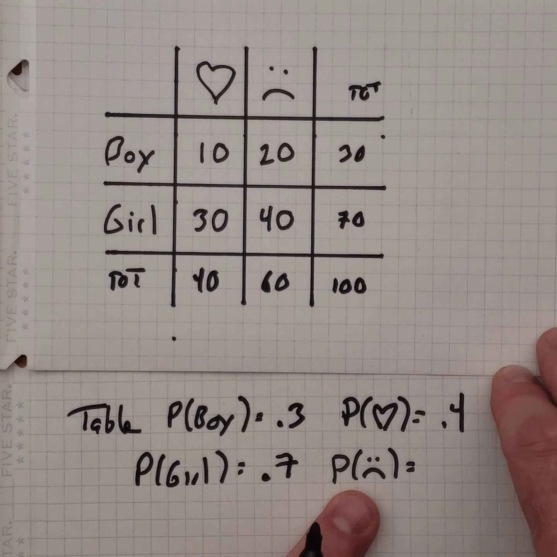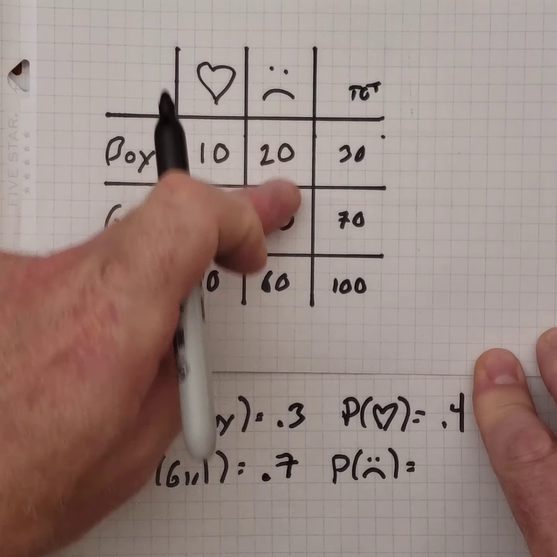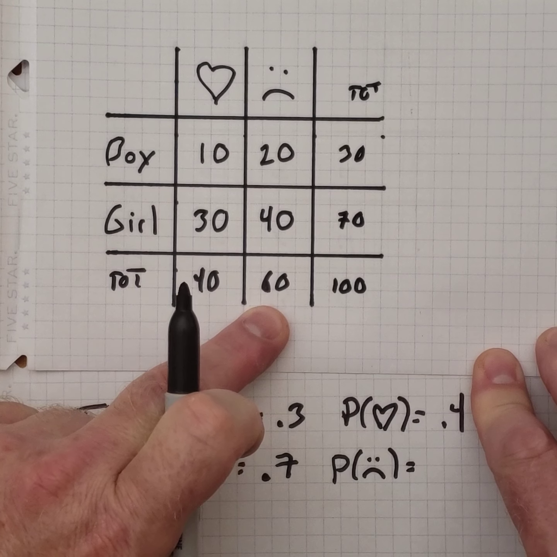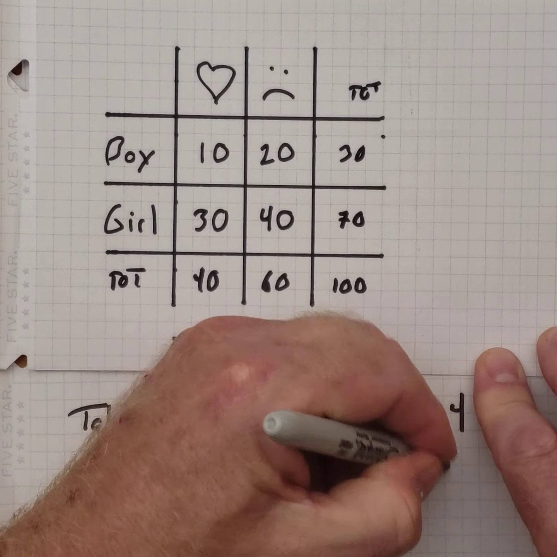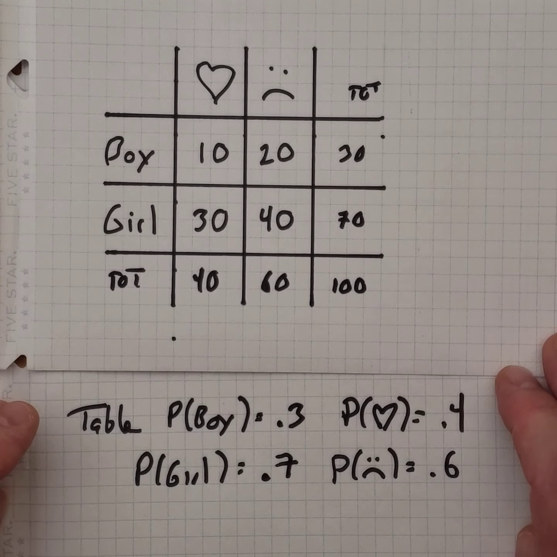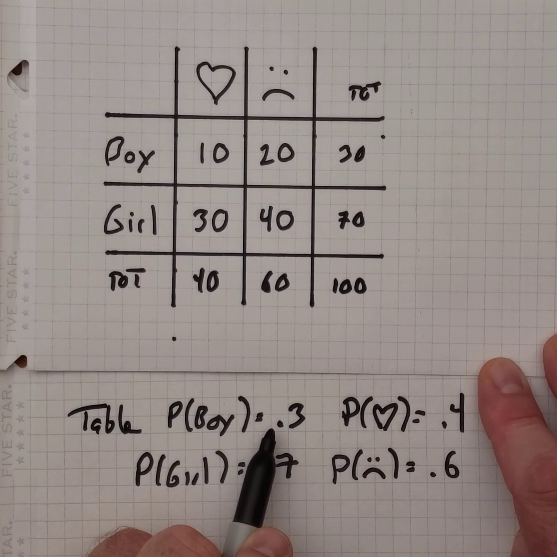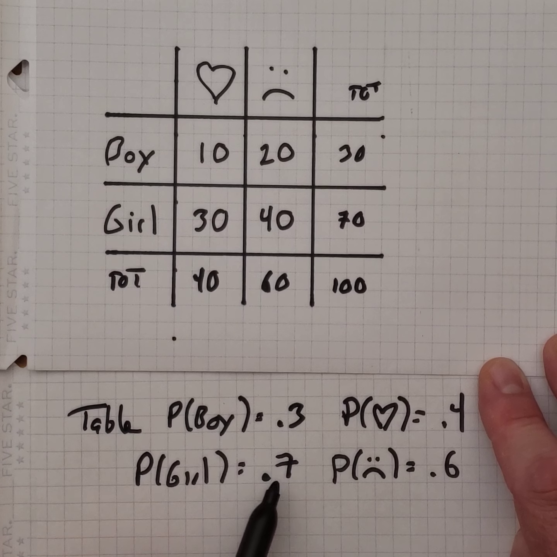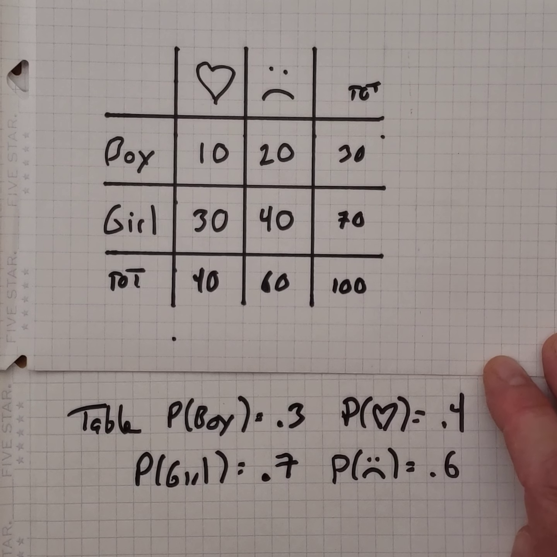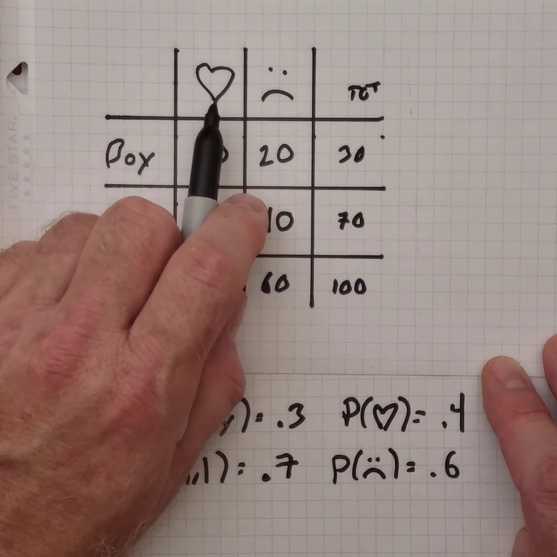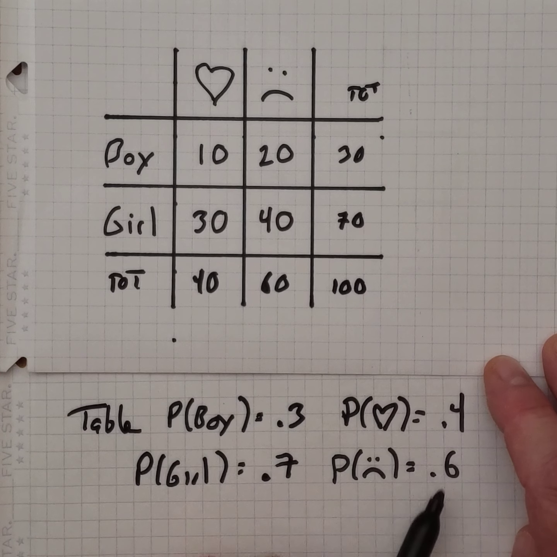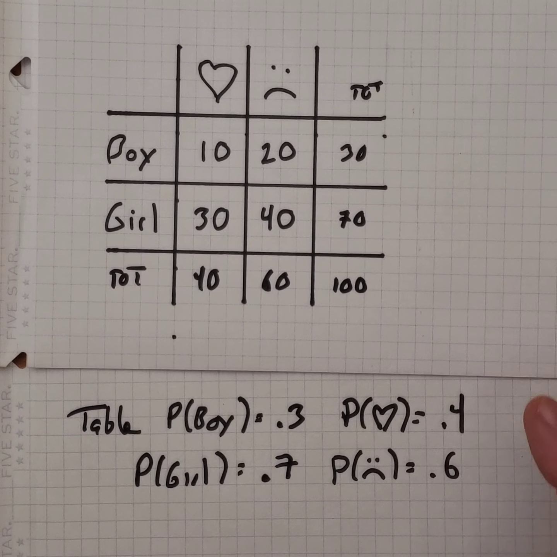And the probability that they're not going to love statistics would be that they come from this part of the population here, these 60, that's going to be 0.6. Now notice something really quickly. Everybody in this population is either a boy or a girl, so if you take those two probabilities and add them together, you should get 1. And everybody in the population either loves statistics or does not, so if you take those probabilities and add them together, you should get 1 also.